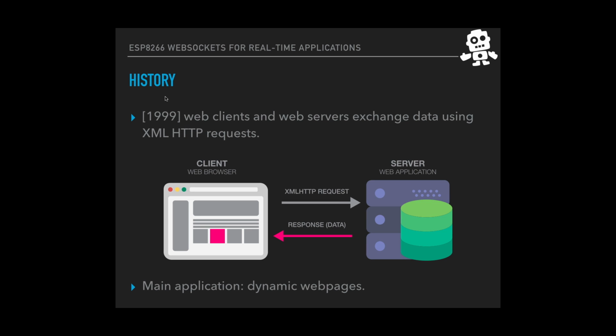Fortunately, in 1999, things changed for the better. XML HTTP requests were introduced, and that allowed us to change only parts of a web page by making requests and getting responses back from a server. That allowed for things like dynamic web pages, most importantly chat applications.